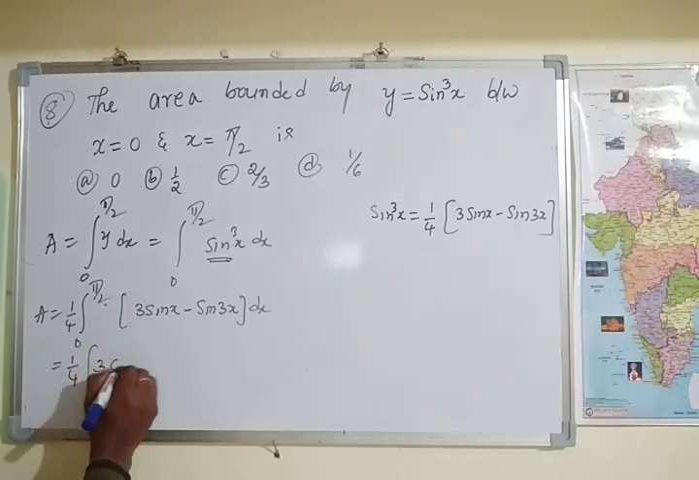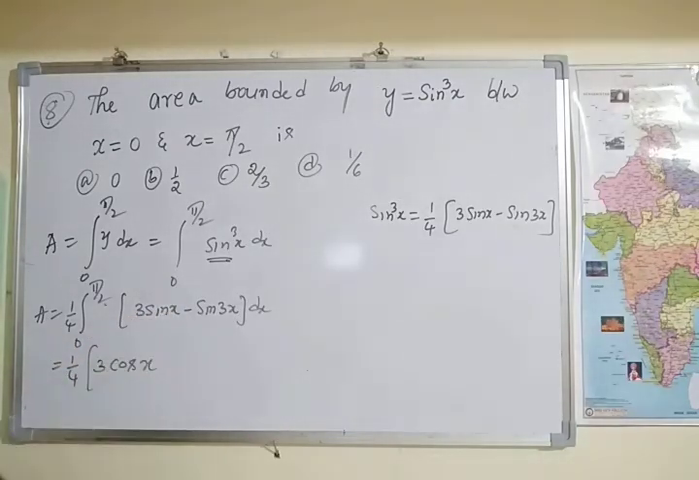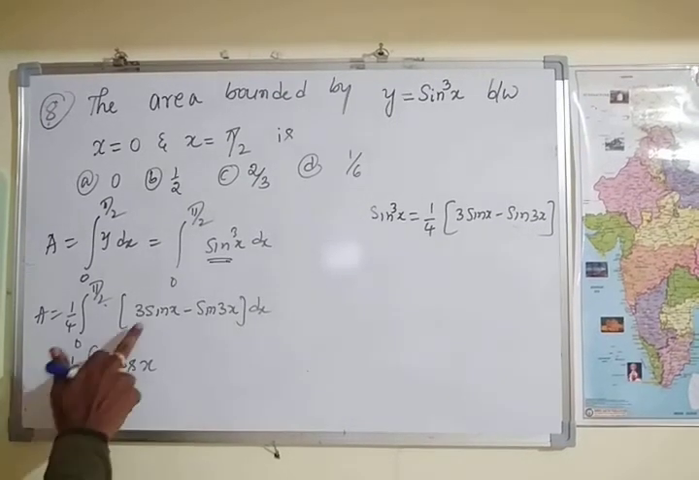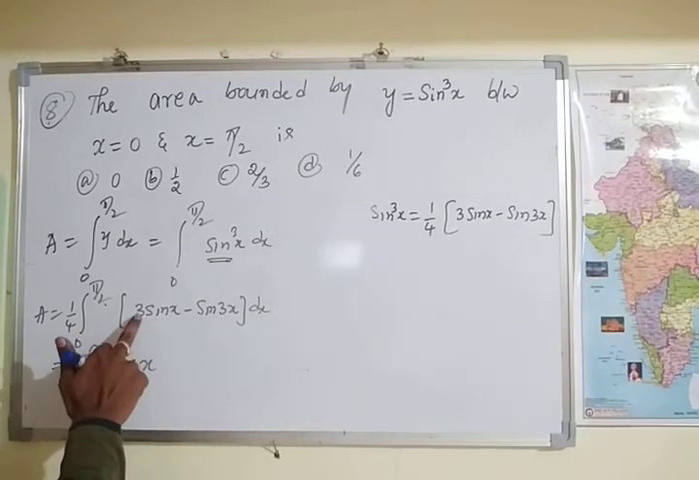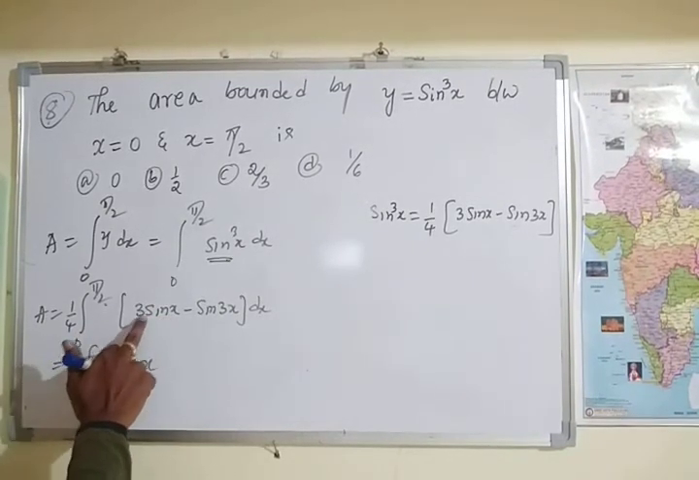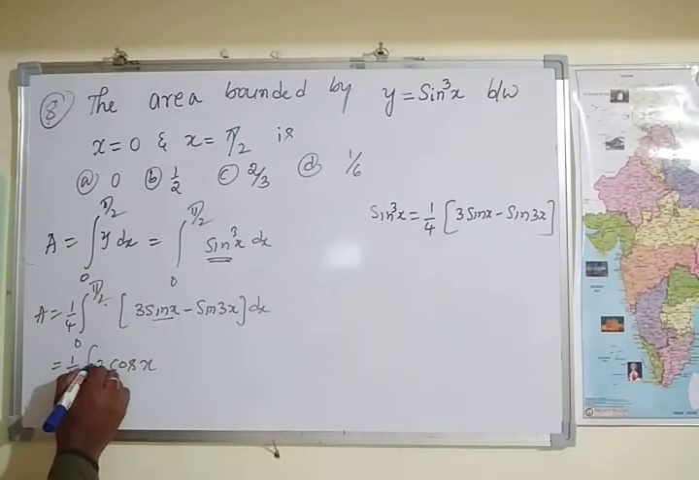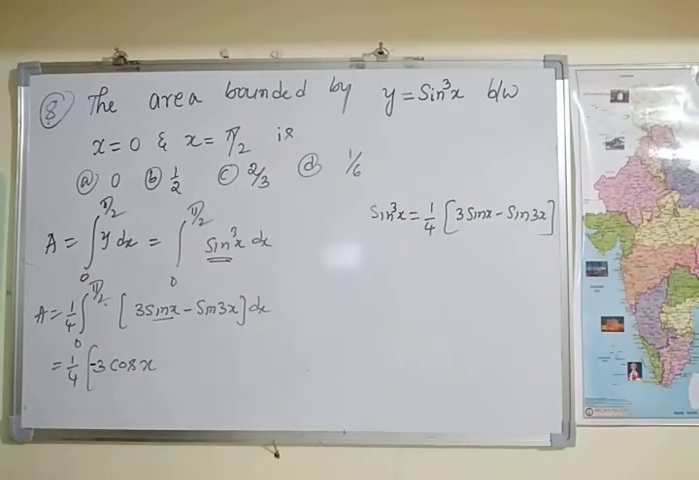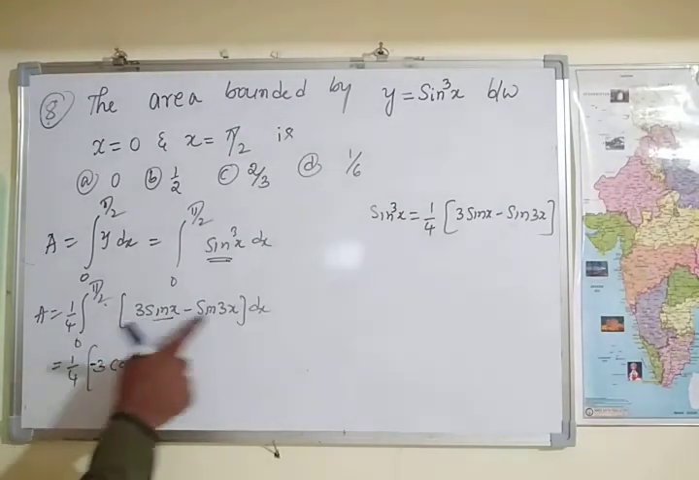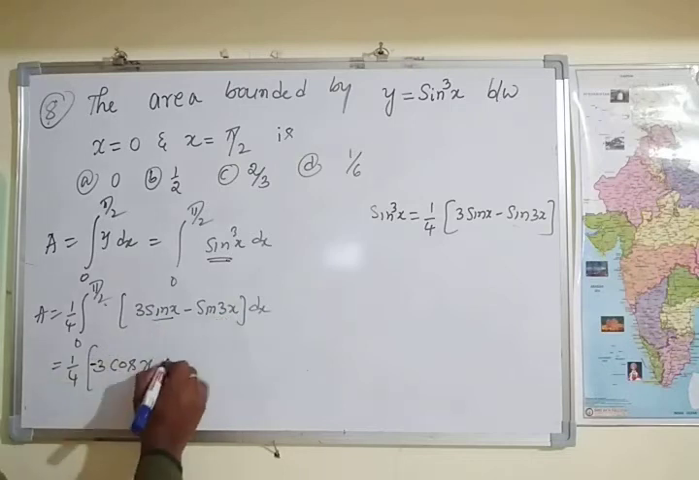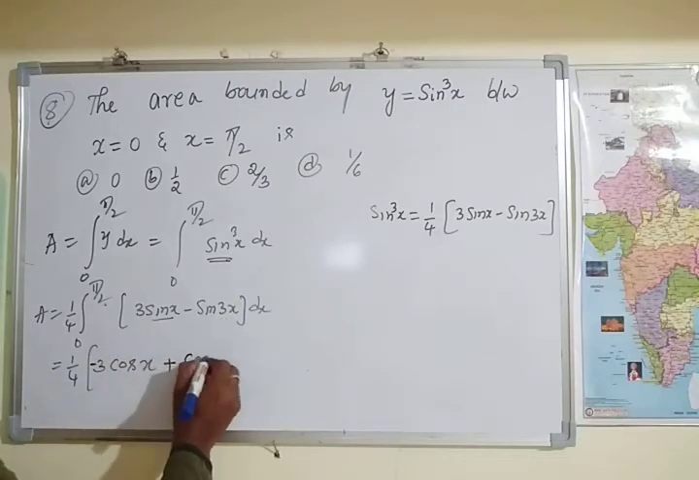Now integrate term by term. The integral of sin x is minus cos x, so 3 into the integral of sin x is minus 3 cos x. Then minus the integral of sin 3x, which is minus into minus, plus cos 3x divided by 3, from 0 to pi by 2.